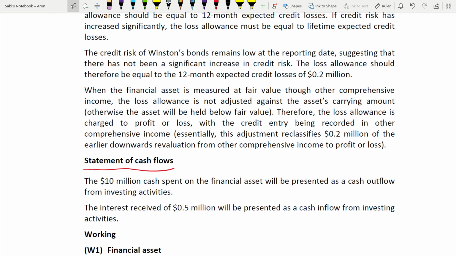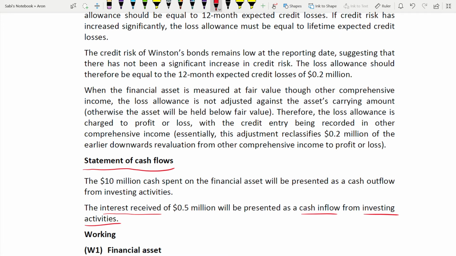What could impact the statement of cash flow? What do you think when you're taking a loan or a bond? One, the principal amount that you have to pay. Two, the interest. So the interest received, you are going to receive interest now from the bond. That interest received will be shown as cash inflow from investing activity. Remember, interest received goes under investing activity. You have to know this classification.